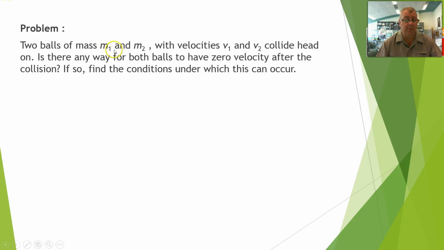Two balls of mass m1 and m2 with velocities v1 and v2 collide head-on. Is there any way for both balls to have zero velocity after the collision? And clearly you should be able to picture that situation. And we've done that with our trolleys and things, where we rolled them across benches and they collide and they just stay still. But it only happens in very specific cases, doesn't it?